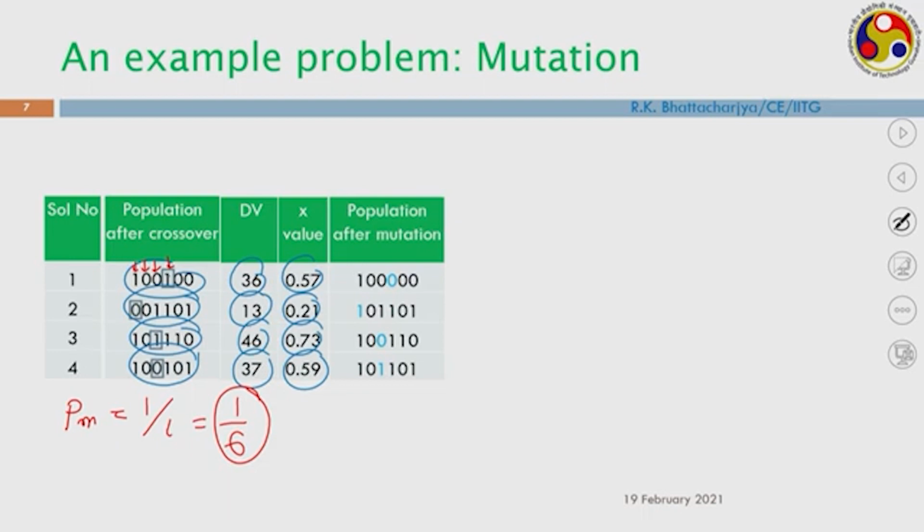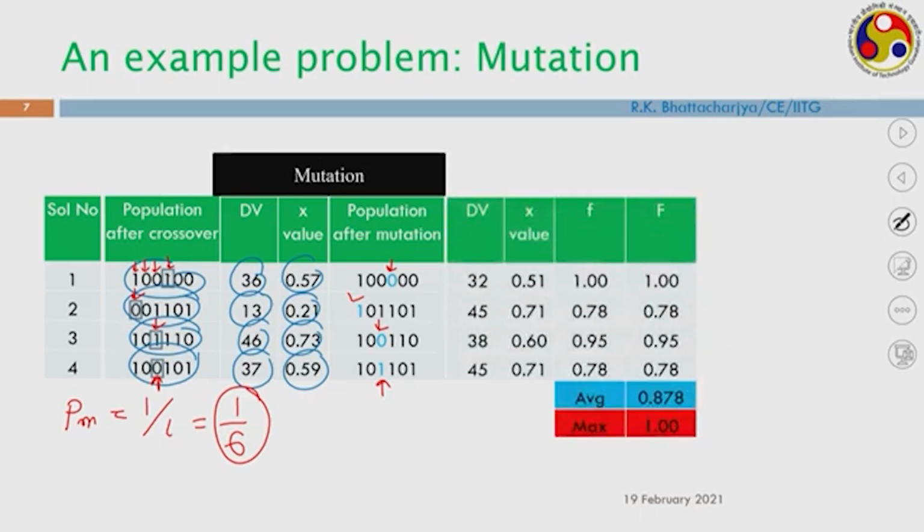Here it is 1, so it becomes 0, and for the second case this one will be mutated. This is 0, so it will be 1, and for the third one this will be mutated. This is 1, so it is 0, and for the fourth one, this is 0 and this is 1. So, you are getting a new solution. You can see basically, just see.